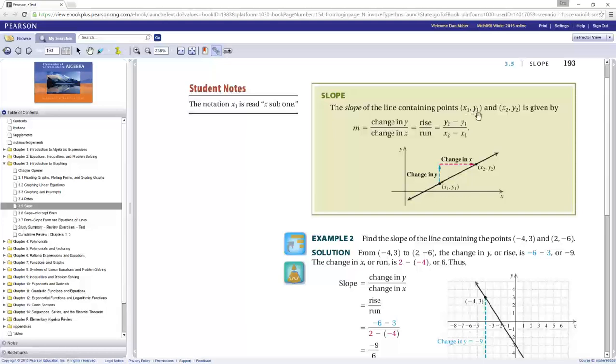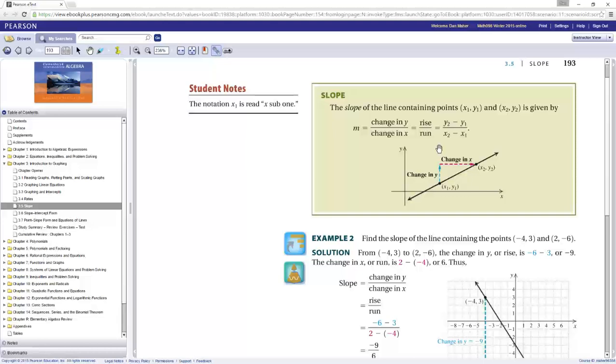X sub 1 and Y sub 1 are point 1. And then the X sub 2 and Y sub 2 are point 2. And the reason they have to be very specific about that is that when we do these subtractions, if I say I'm going to take point 2 minus point 1, I have to do it both for my Y values and my X values the same way, or I'm going to get an improper slope in a sense.